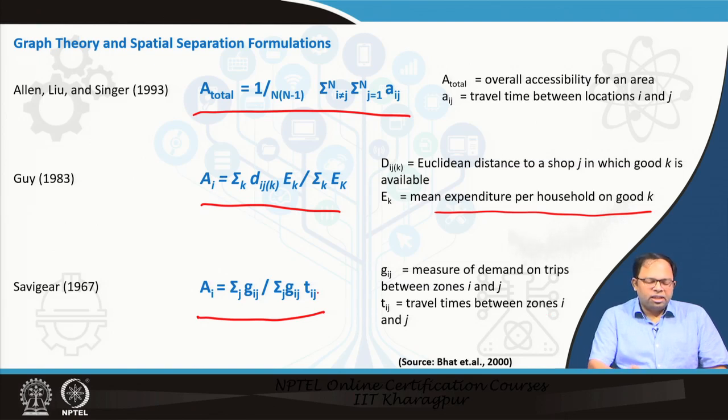So here we see the introduction of travel time. This is basically opportunity, and then this is travel time. So this is gradually going to the form of a measure where both transportation as well as the opportunities or land use components are getting incorporated. So this is one form which is some kind of a transition between graph theory or spatial separation measures and other forms of measures.